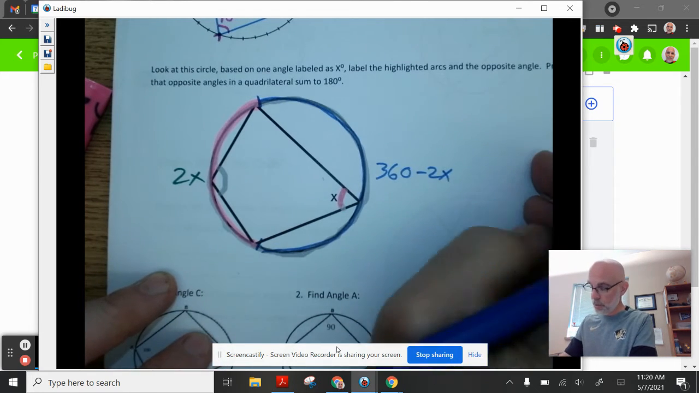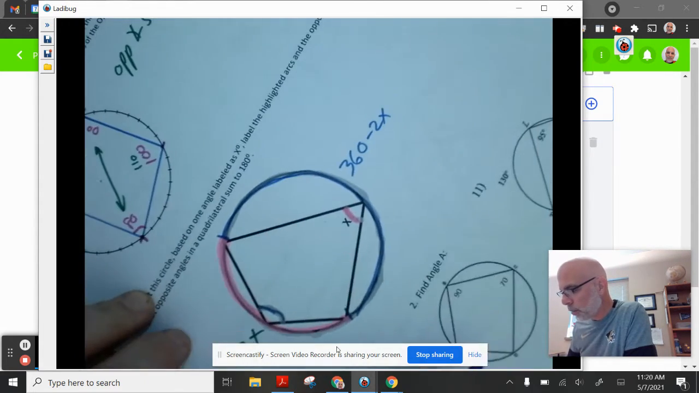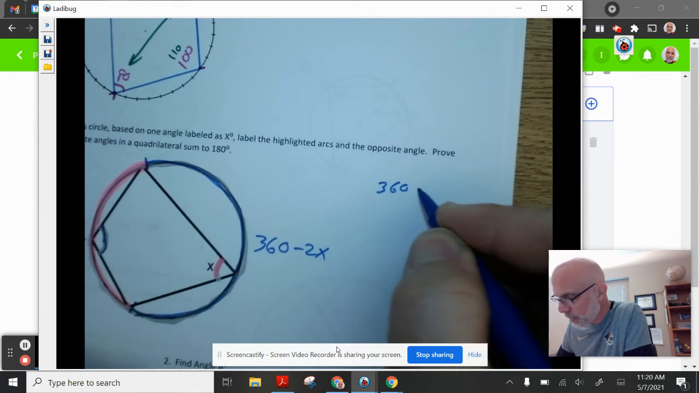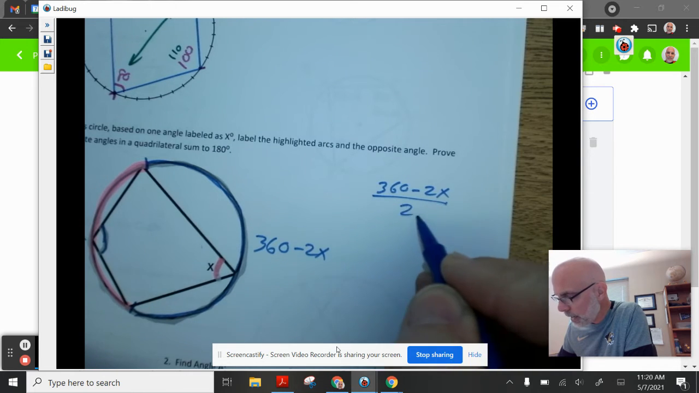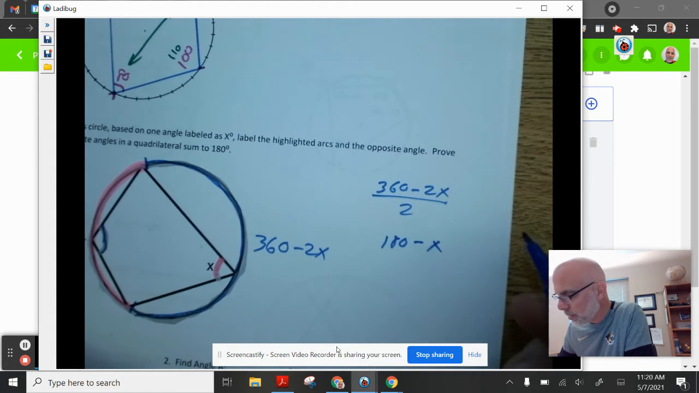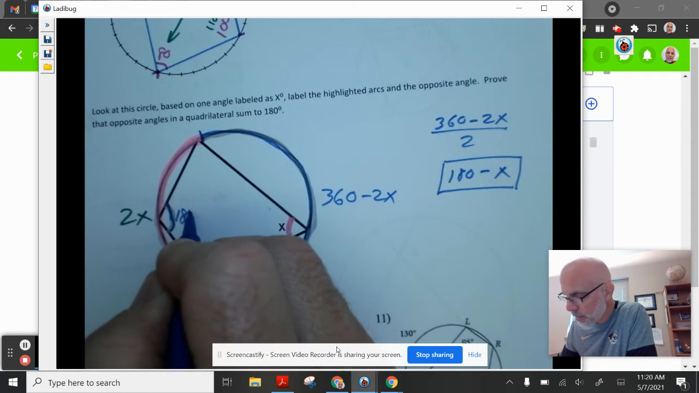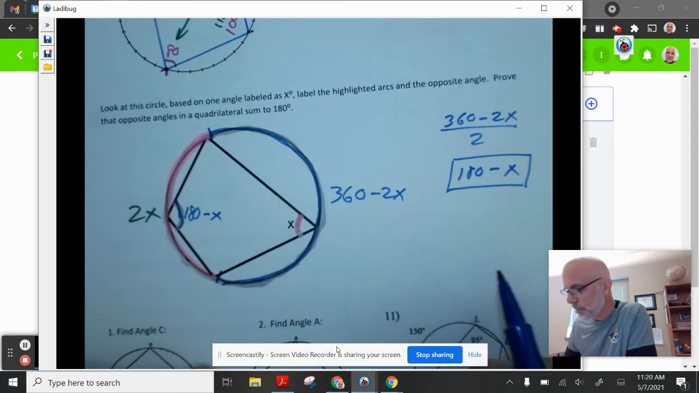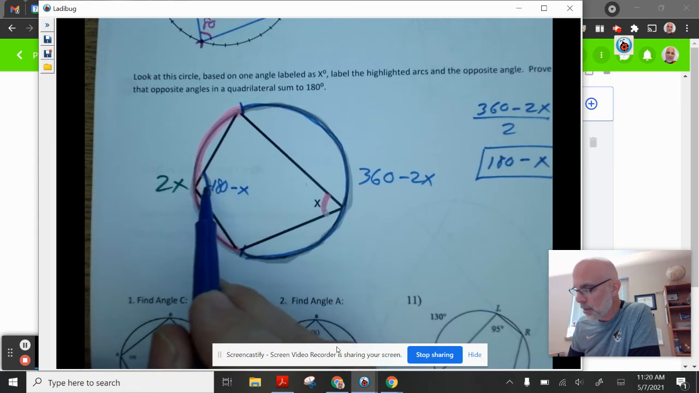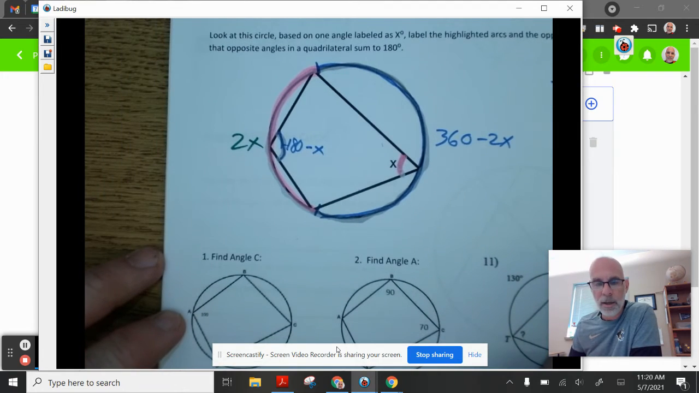Which also means that this inscribed angle that opens up to that blue arc would have to be half of that. So what is half of 360 minus 2x? If I divide it by 2 and simplify, that would be 180 minus x. So here's another proof of this, that this angle right over here is 180 minus whatever that one is. So there's another way to prove that these opposite angles in a quadrilateral are going to be supplementary. That's the rule.